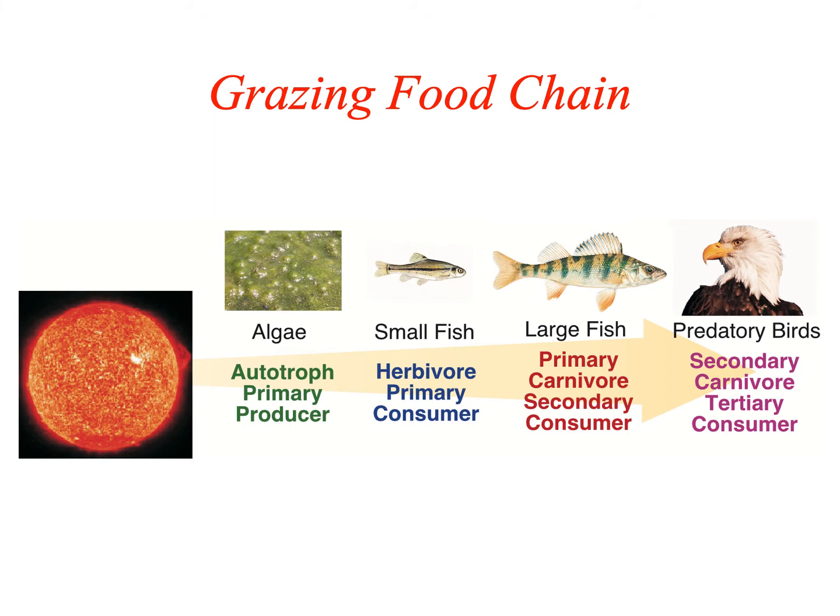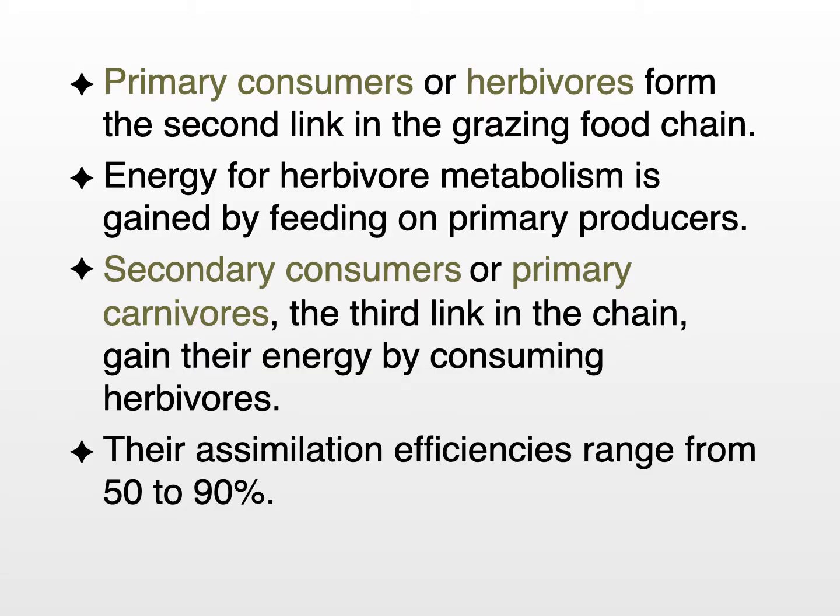So here we can see a diagram representing the grazing food chain. So first step in this is the radiation from the sun. This energy is captured through photosynthesis by autotroph organisms or primary producers. An example of such an organism could be algae, trees, plants, grass. Primary consumers or herbivores form the second link in the grazing food chain. Any energy for herbivore metabolism is gained by feeding on primary producers.